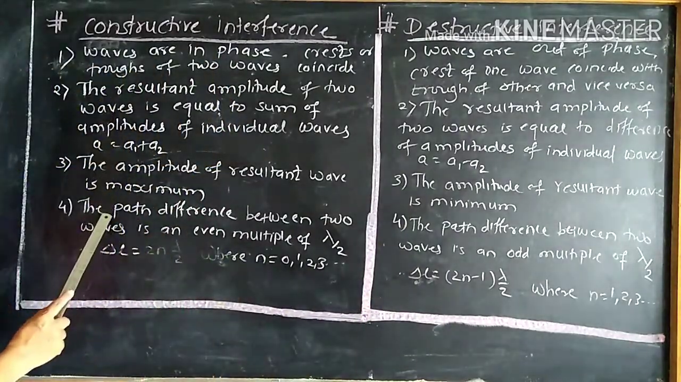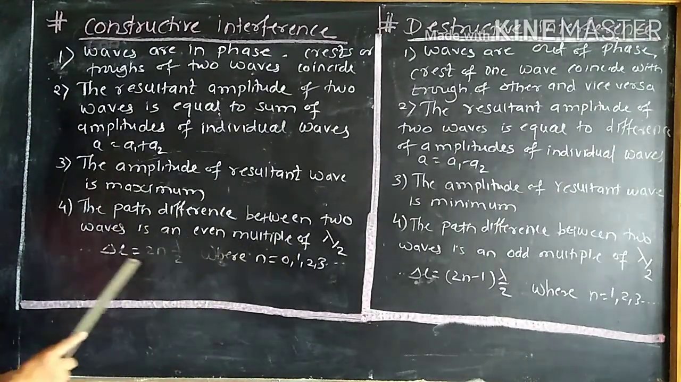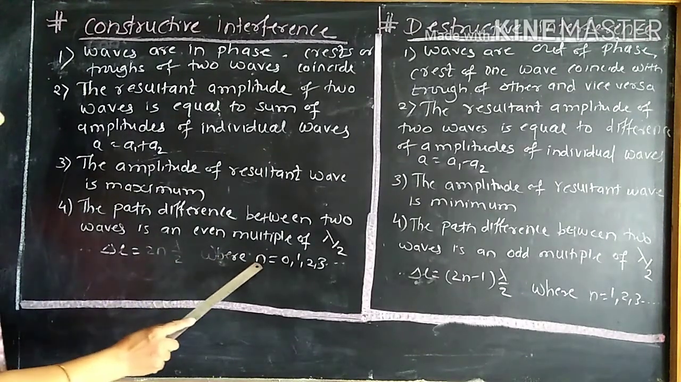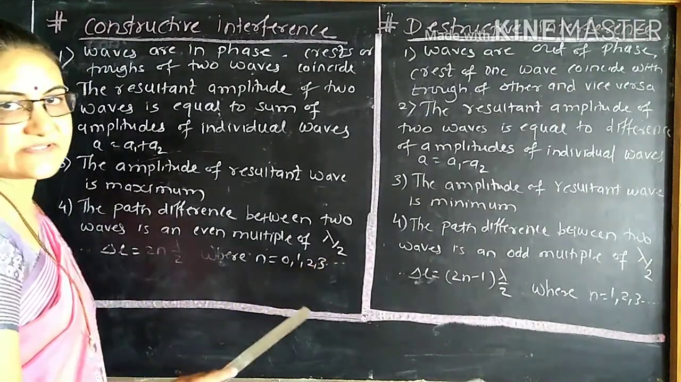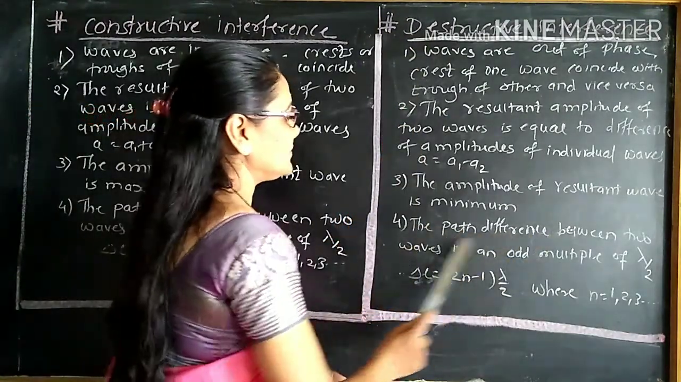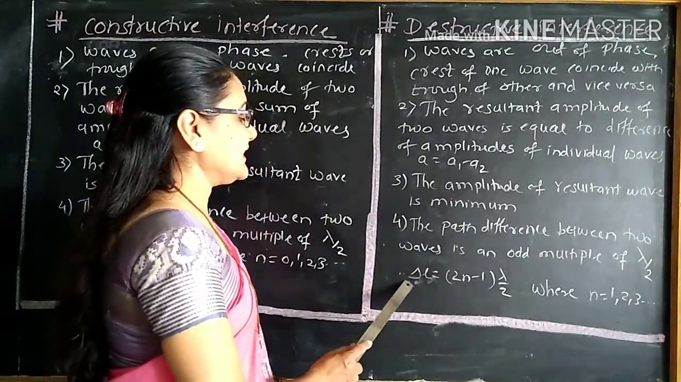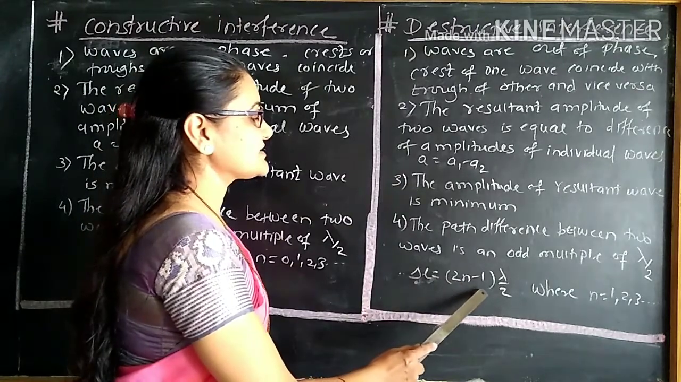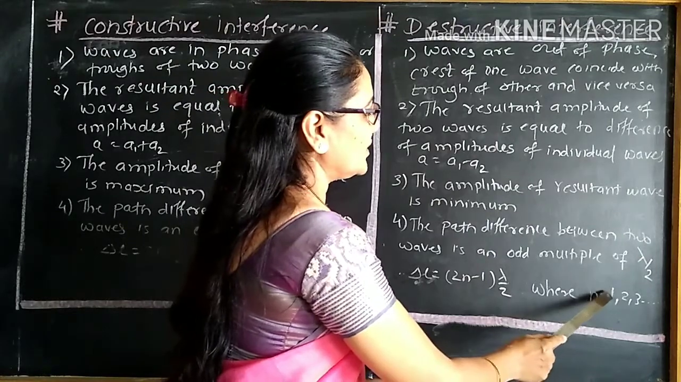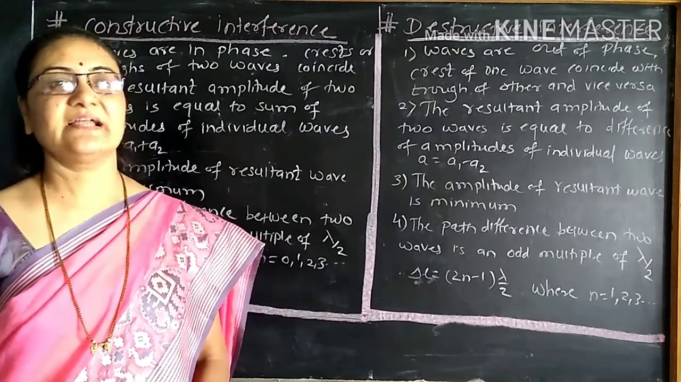For constructive interference, the path difference between two waves is an even multiple of half wavelength. That means delta L is equal to 2n lambda by 2, where n starts from 0, 1, 2, 3, etc. For destructive interference, the path difference between two waves is an odd multiple of half wavelength, and that's why delta L is equal to (2n minus 1) lambda by 2, where n is equal to 1, 2, 3, etc. This is about constructive and destructive interference. Let us stop here.